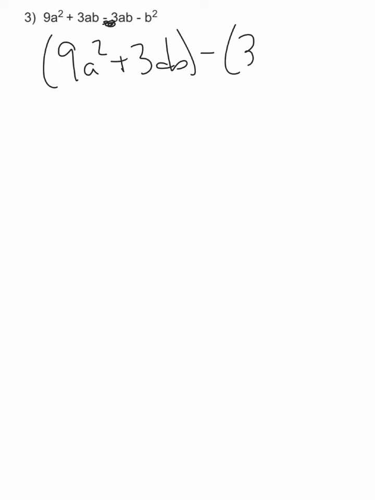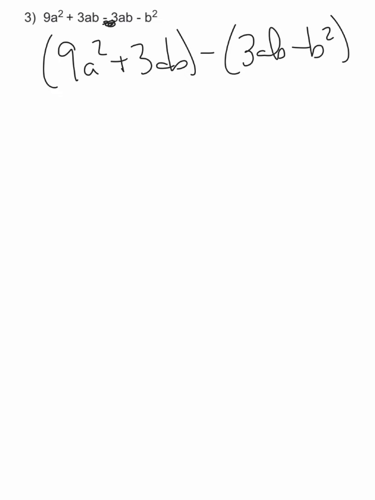Okay, let's look at example 3. So 9a squared plus 3ab minus 3ab minus b squared. We're going to start by grouping. So we'll put parentheses around the first two, 9a squared plus 3ab, and then we'll put it around the last two. That's a minus, so I'm going to put a minus here. 3ab minus b squared.